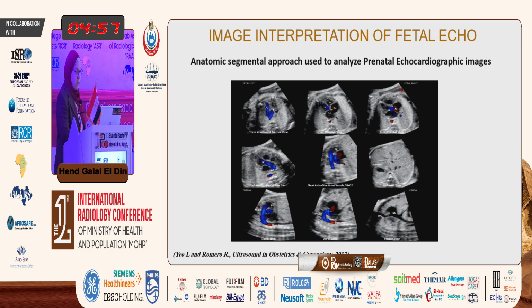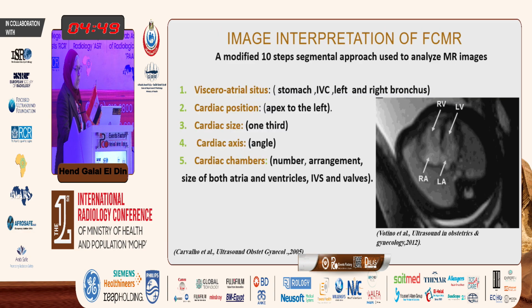Regarding interpretation of fetal echo, we use an anatomical segmental approach, as we will learn in the next lectures. Yet, the image interpretation for fetal cardiac MRI uses a modified 10-step segmental approach, starting with visceroatrial situs: where is the stomach, where is the IVC, and the anatomical nomenclature of the left and right bronchus. Next, cardiac position: where is the apex; cardiac size, which should be about one third; and cardiac axis, the angle between the heart apex and the mid-sagittal plane.